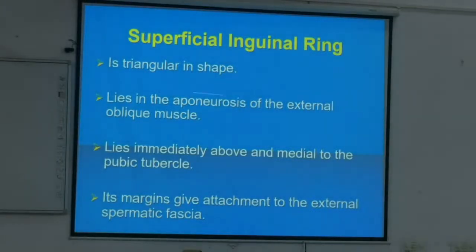Next we will go to the superficial inguinal ring. It is triangular in shape, lies in the aponeurosis of the external oblique muscle, and it lies immediately above and medial to the pubic tubercle. Its margins give attachment to the external spermatic fascia.